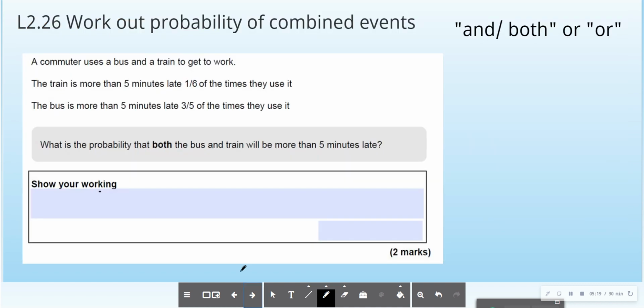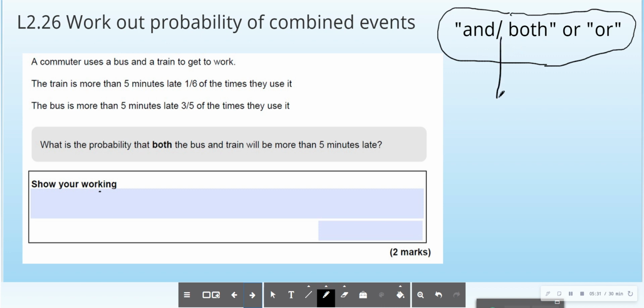So the next part is probability. So the key thing here is this and, or rule. Okay. So if we see either of these words, then we have to do something slightly different. If we see and or both, that means we have to times the fractions together. If we see or, that means we have to add the fractions together.